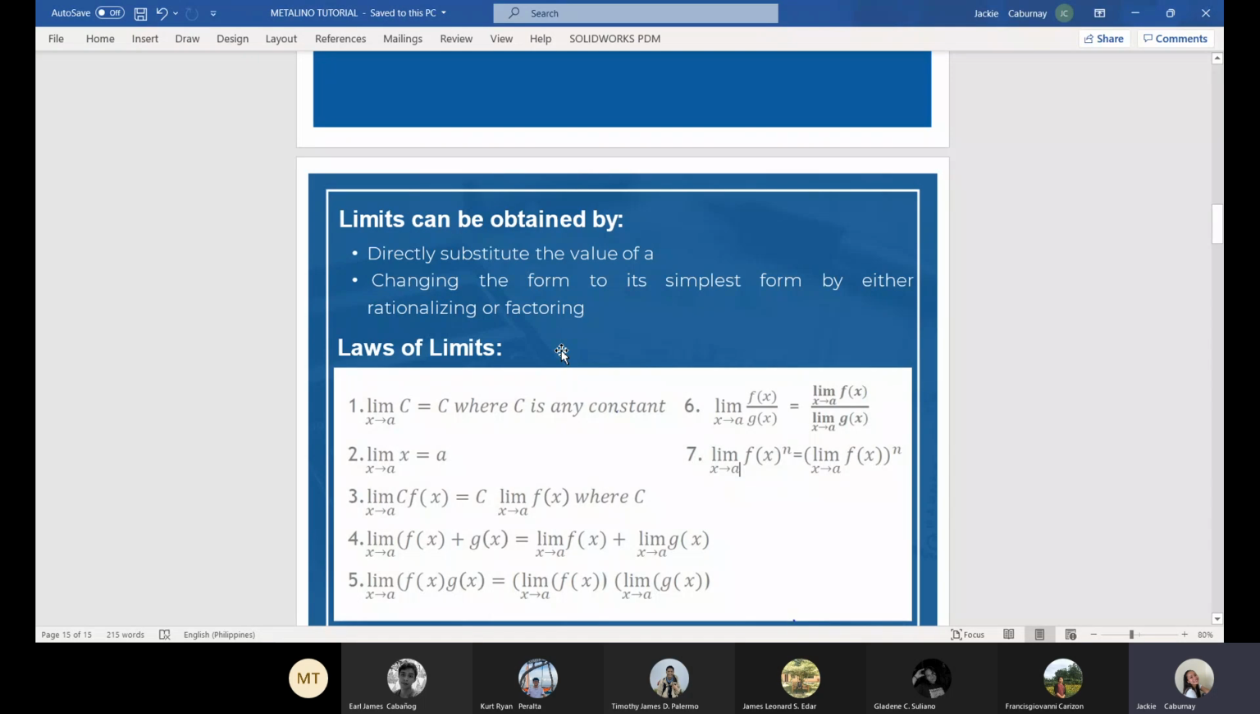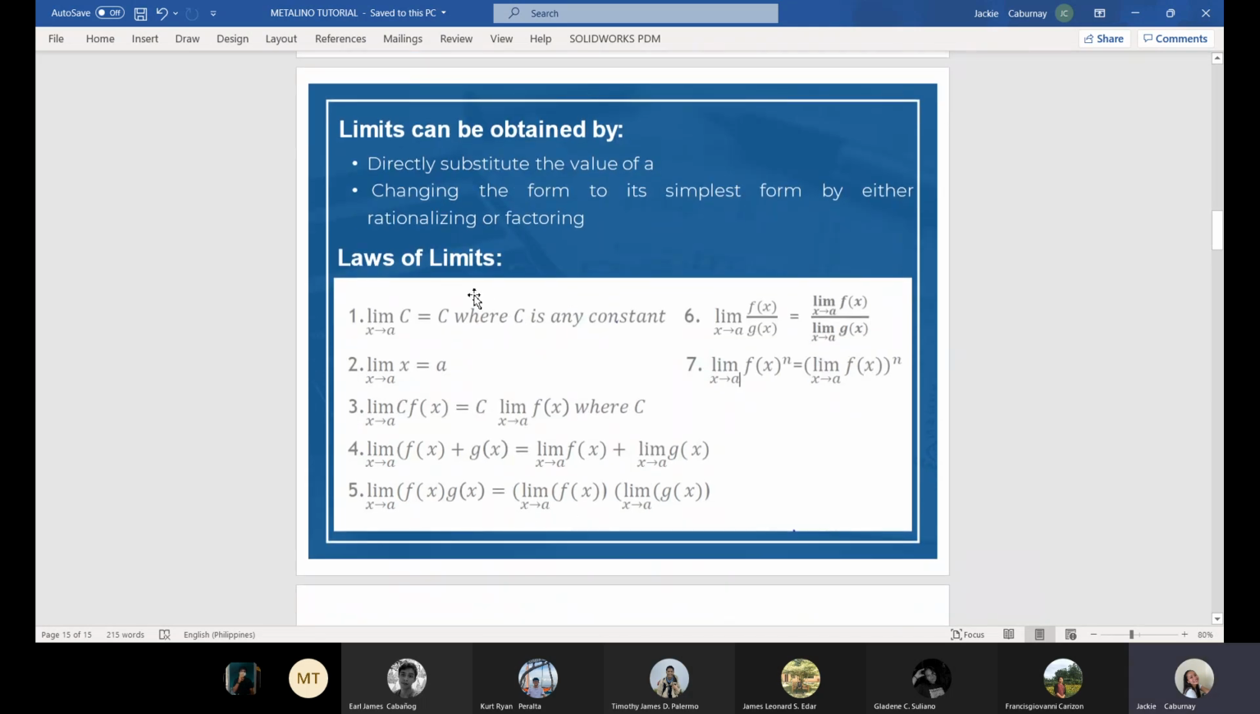So, for limits using direct substitution, there are two ways. It's either you directly substitute wherein you get the limit directly, or you change the form of the given function into its simplest form. Either you factor it so that terms cancel out, or you rationalize it. I think you already know how to rationalize the function or the given.